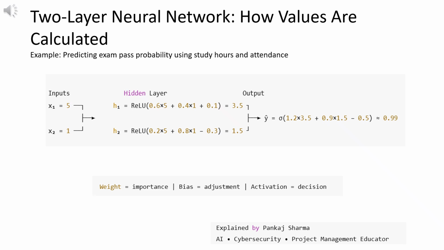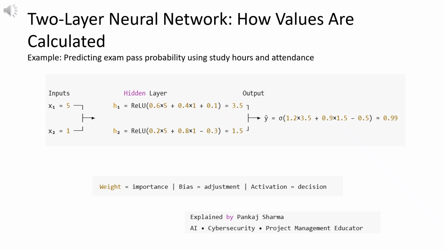These values are no longer raw inputs. They are learned features. Now the output layer combines these features using new weights and a bias. After applying the sigmoid function, the output becomes 0.99. That means the network predicts a 99% chance of passing. So every layer does three things: multiply, add, and activate. That's the core logic of a neural network.